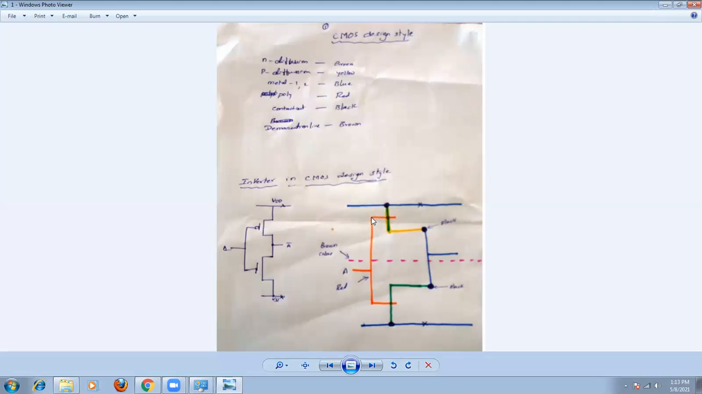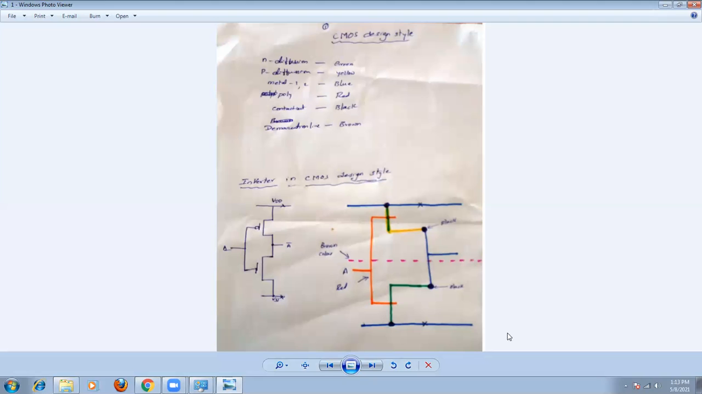Similarly, take a red color, draw a line like this. Now see that both inputs will be joined together. The inputs are drawn by using polysilicon. So take a polysilicon, then extend the polysilicon from this point to this point. We can follow the condition here because only polysilicon and metal will cross the demarcation line. So directly join the two points here, and this is the A.